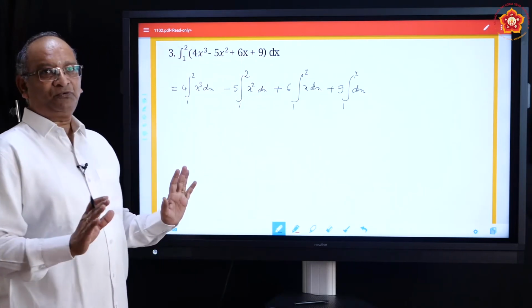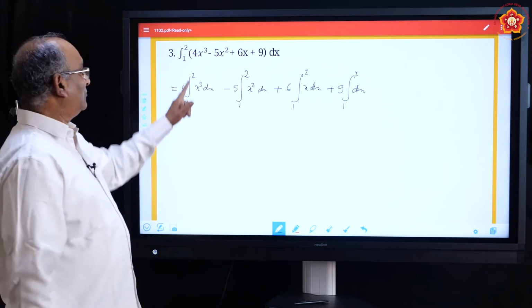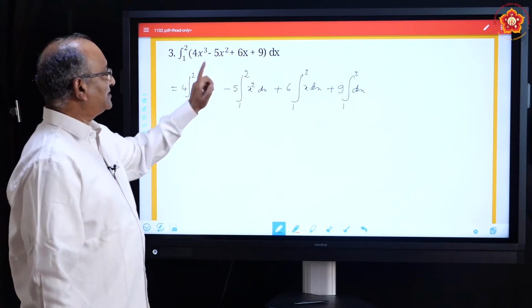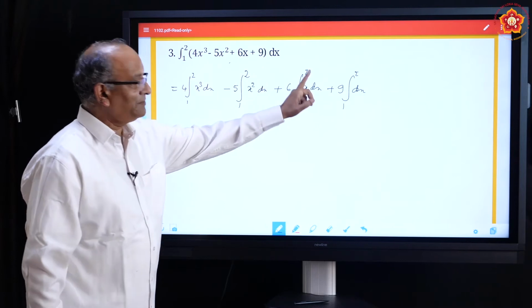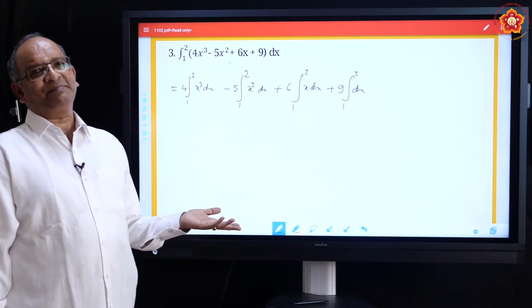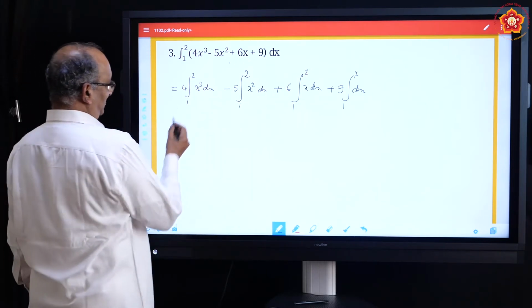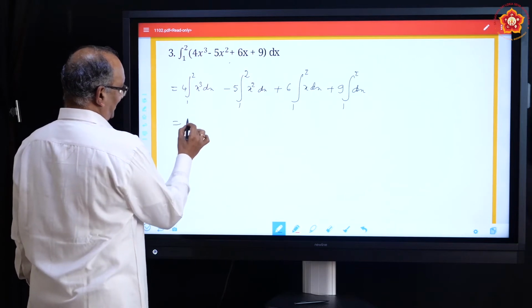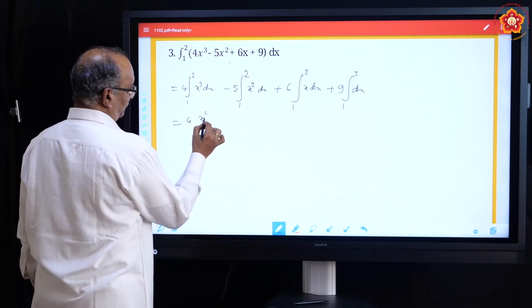So what did we do? We separated into parts: 4x cube minus 5x square plus 6x and then plus 9. And very simple integrations, just do it. X cubed integration. What is x cube integration? X to the power 4 by 4.